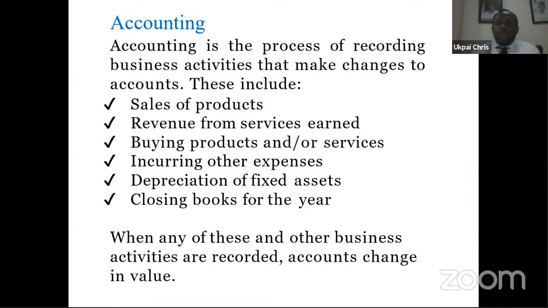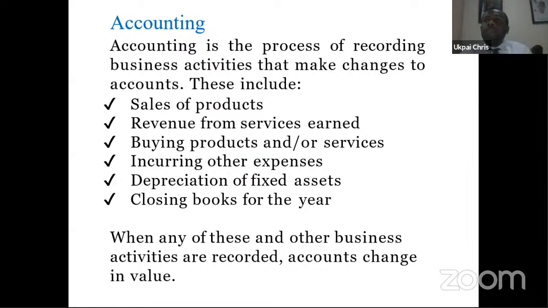accounting information to the end users of the organization. Am I communicating? So accounting is a process of recording business activity that makes changes to accounts, and these are the books of account. This includes sales of product. I told you you should have your sales book where you record all sales. Revenue. Buying product and or services. Incurring other expenses.